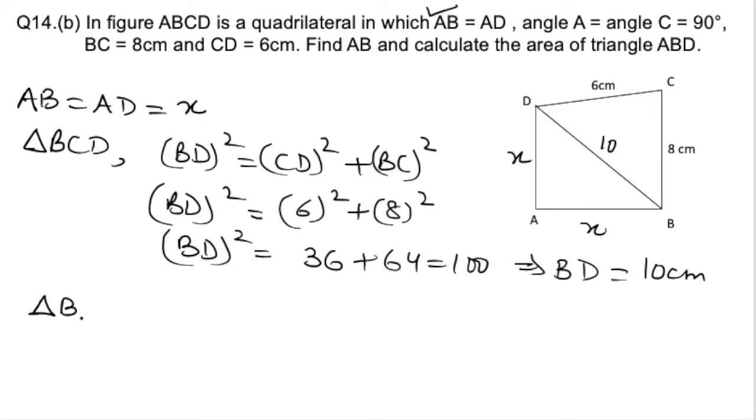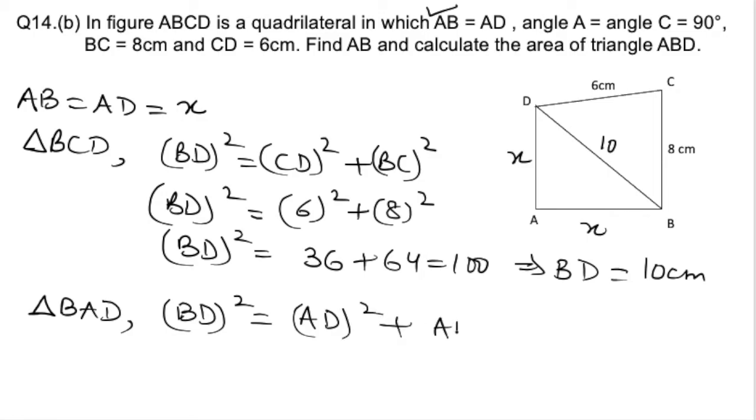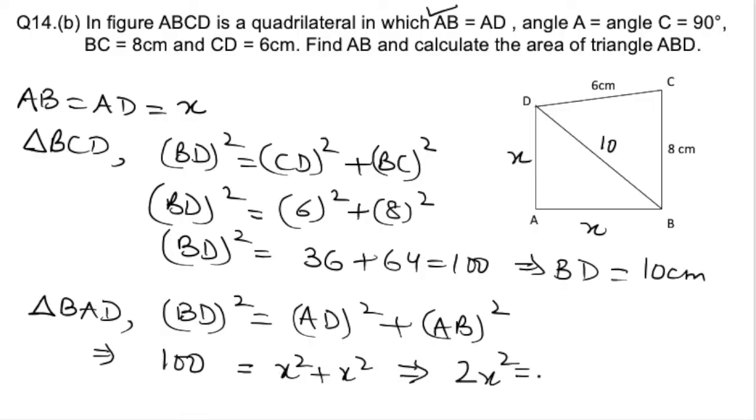Now moving on to the other triangle, that is right angle triangle BAD. Let's apply Pythagoras theorem in this case. BD square can be written as equal to AD square plus AB square. Let's substitute the values. BD square means 100 in this case, which is equal to x square plus x square. This on solving gives us 2x square is equal to 100, or we get the value of x square as 50, which gives us the value of x as 5 square root 2 centimeters.